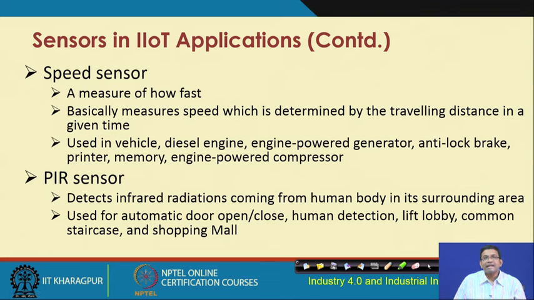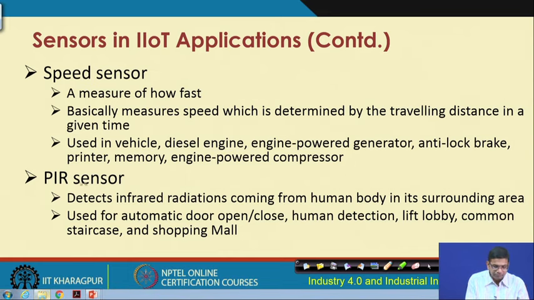PIR sensors detect the infrared radiation coming from the human body in the surrounding area. They are used for automatic door closure, human detection, elevators in the lobbies, common staircases and shopping malls. PIR sensors are very commonly used. IR actually stands for infrared, right, so these are based on infrared radiation.